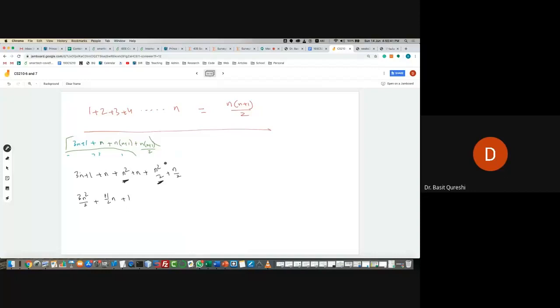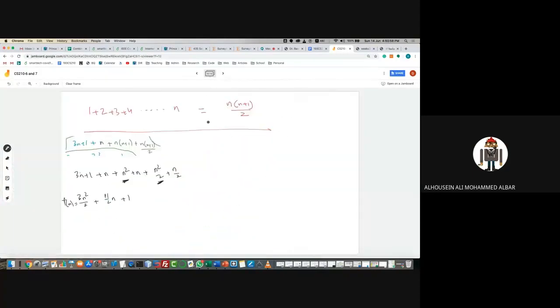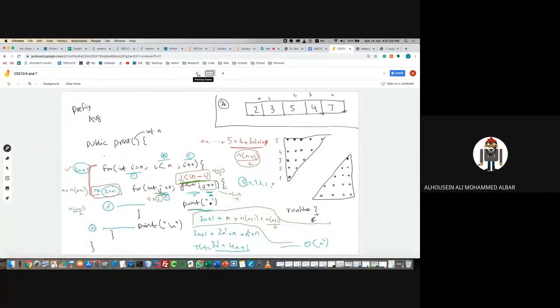Okay? So if you do it like this, this is my runtime function of n: 3n squared over 2 plus 11 over 2n plus 1. Is this better than what we did before? Yes, it's way less. Okay, so it's like a simplified version. Previously we did this one. Let me take this over there.